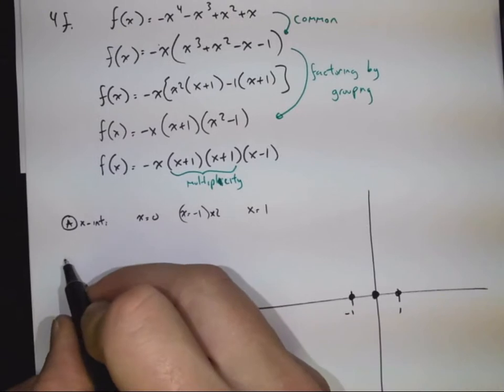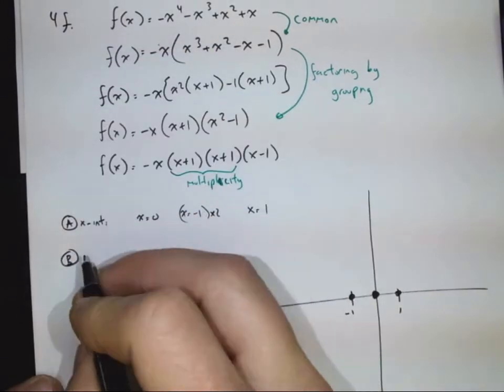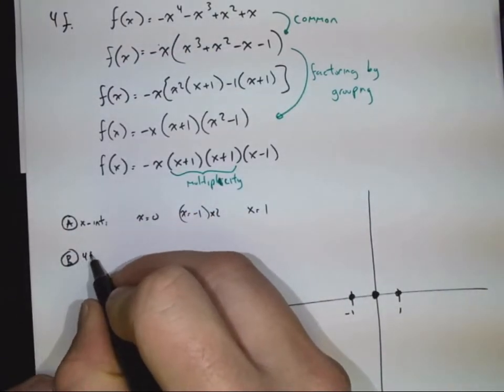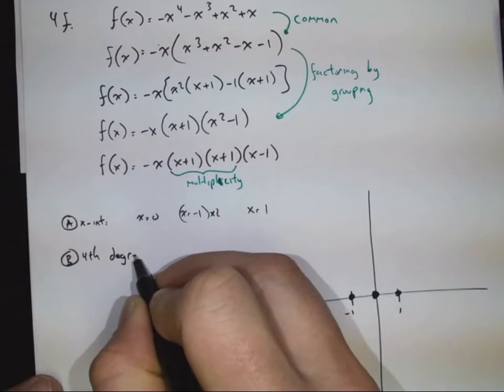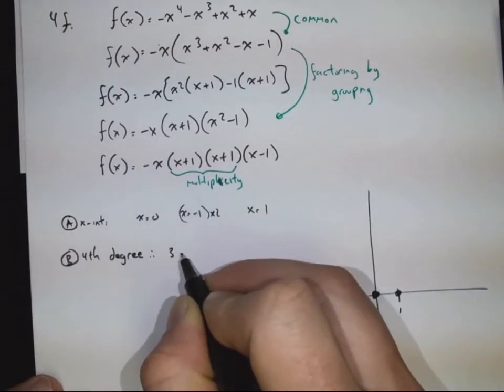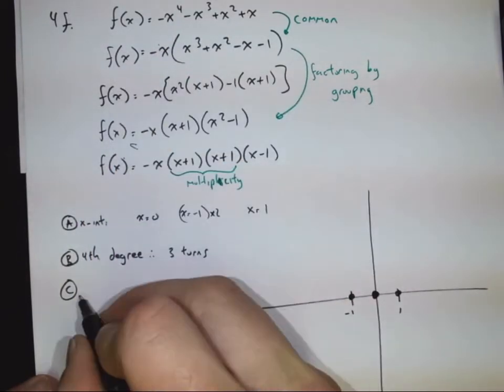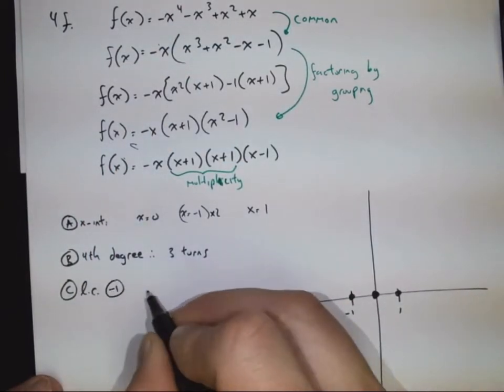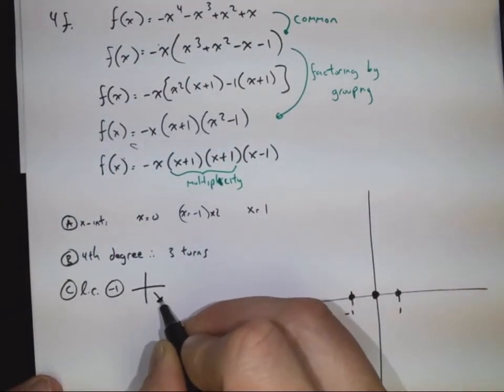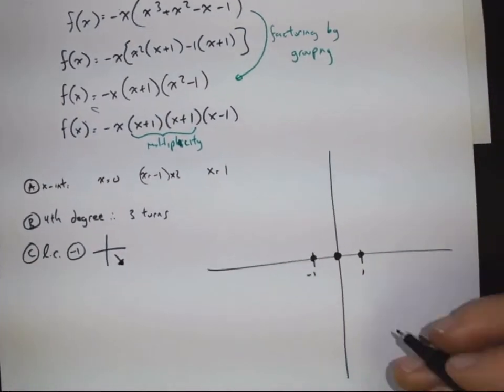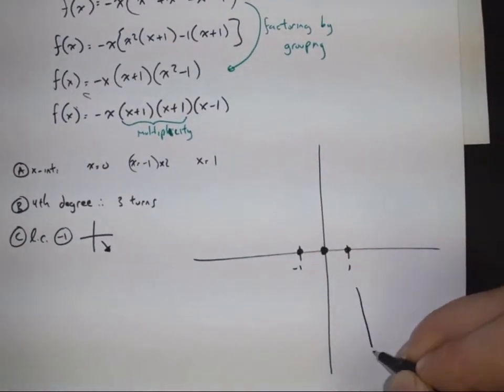Okay, so what else do I know? I know that this is a 4th degree polynomial, so therefore there will be 3 terms. And I know that the leading coefficient is -1. So when we're all said and done, it's going to head downward because it's negative. And so that means we're going to have an arrow going down from our last root.